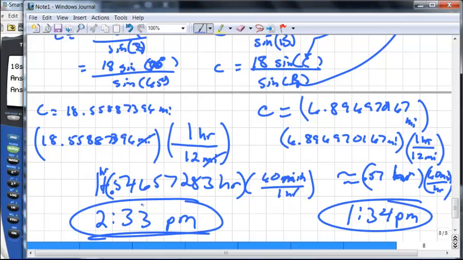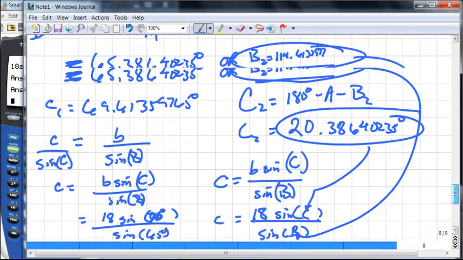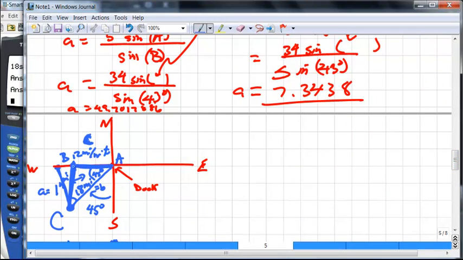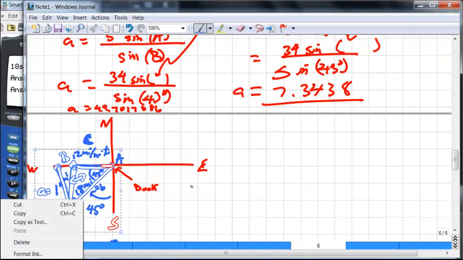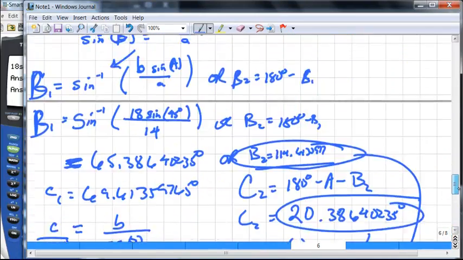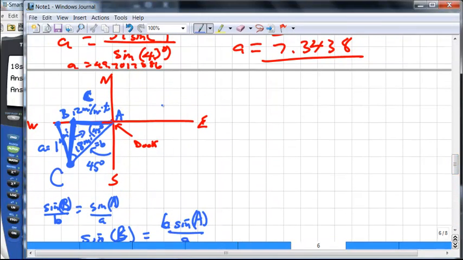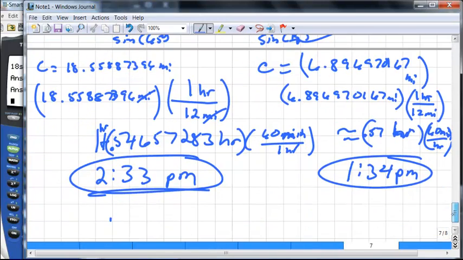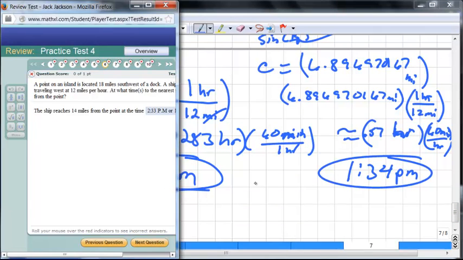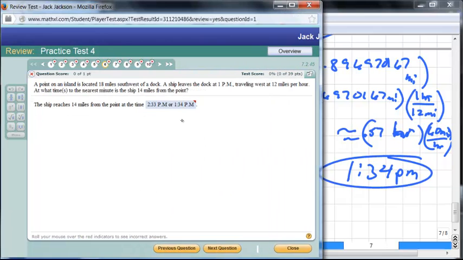So there are two possibilities. As this boat or whatever it was goes along this way, it reaches a point where it's 14 miles away, and that happens the first time at 1:34 p.m. Then it keeps going, and eventually it reaches another place where it's again 14 miles away, and that happens at 2:33 p.m. And you'll see that's exactly what they have there.